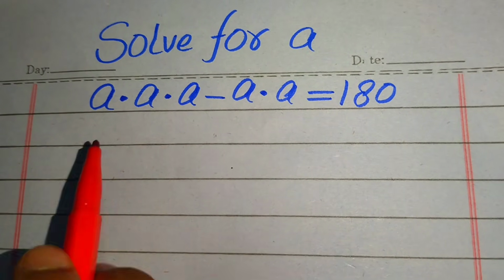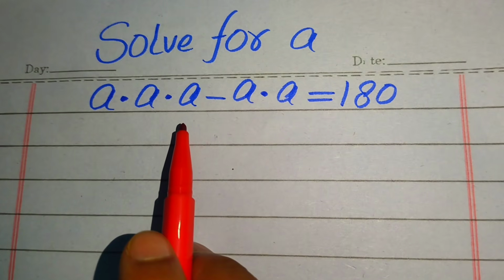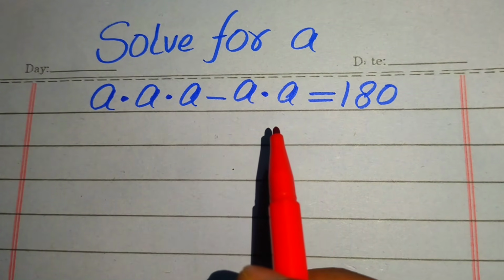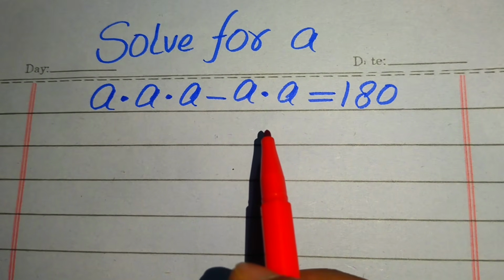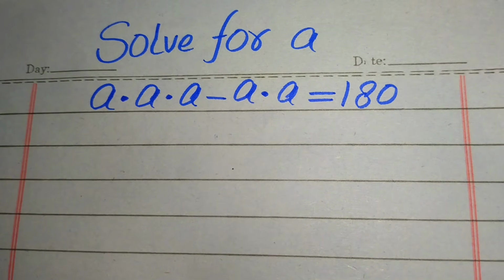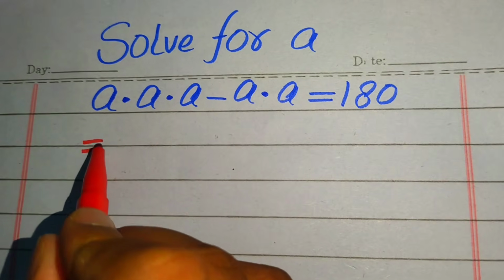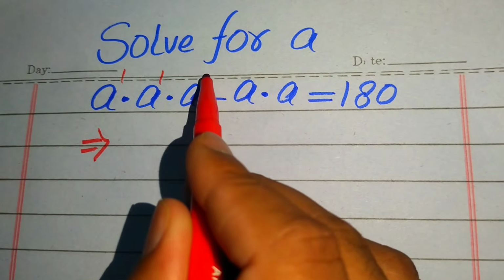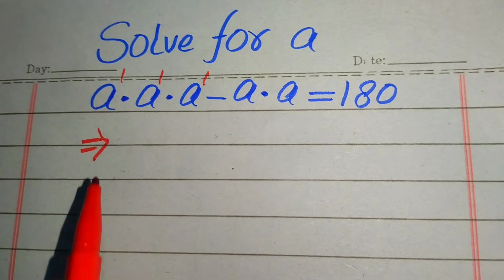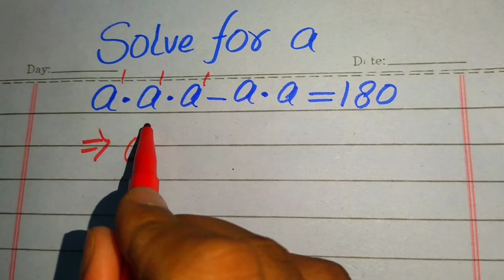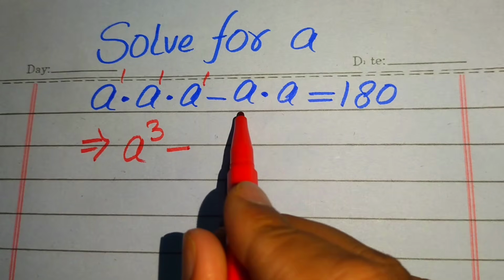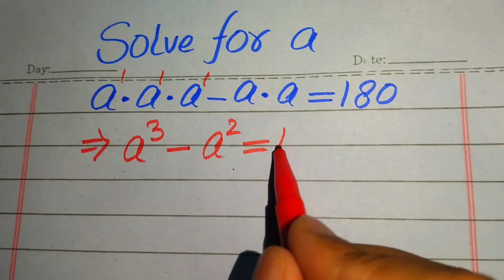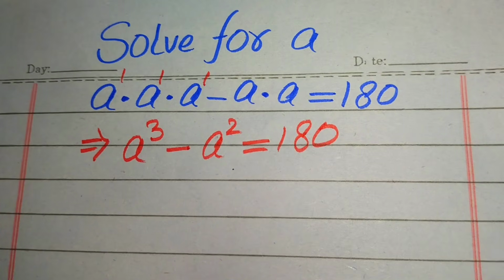So here we have a multiplied by a multiplied by a minus a multiplied by a is equal to 180, and we solve this problem for all the values of a. You see that these are three same variable terms multiplied by each other, and the exponent of all these three terms is 1. So we add the exponents and it is written as a to the power of 3 minus. Similarly, a multiplied by a becomes a square, and this is equal to 180.